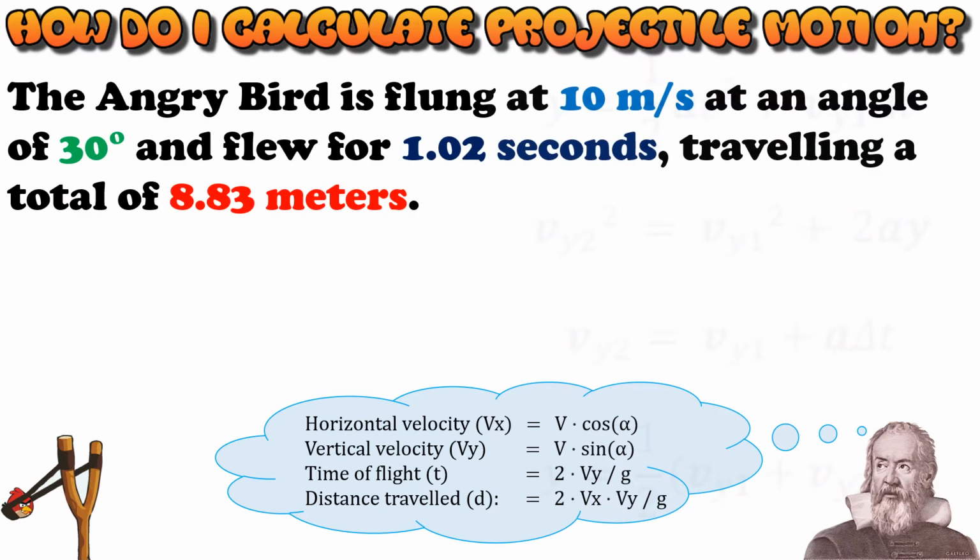In our first test, the Angry Bird is flung at 10 meters per second at an angle of 30 degrees and flew for 1.02 seconds, traveling a total of 8.83 meters. We can see these calculations by plugging in what we know.